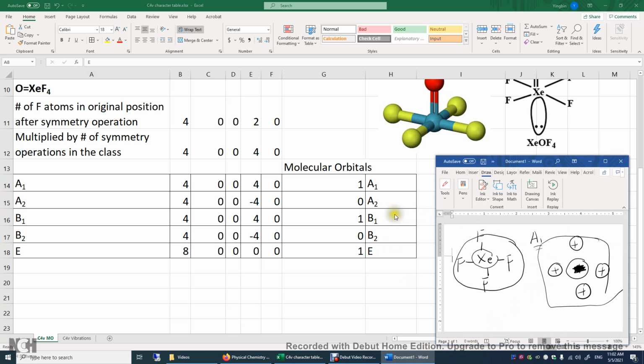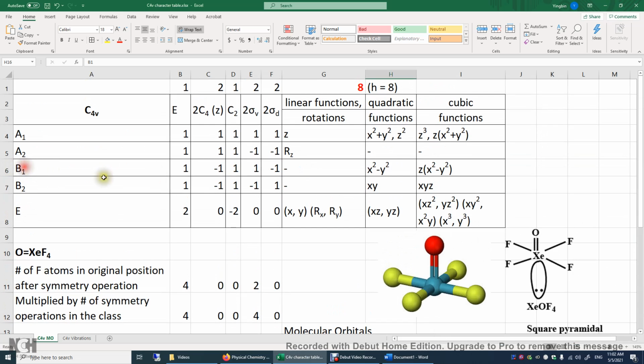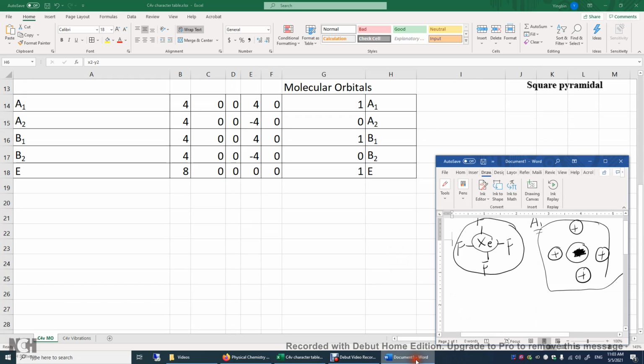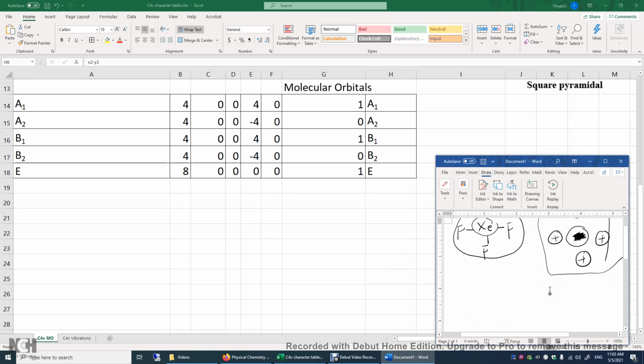So get back to this picture. What I will do is I will draw this B1, all right? If you look, B1 is right here. The quadratic function x squared minus y squared has the B1 symmetry. So that actually helps me to draw these four faces. So again, four fluorine atoms, all right? x squared minus y squared. So these four fluorine atoms may interact with, of course, the dx squared minus y squared orbital of xenon.